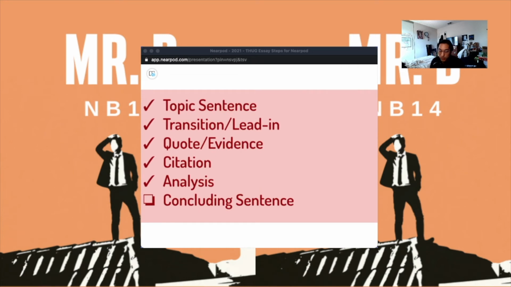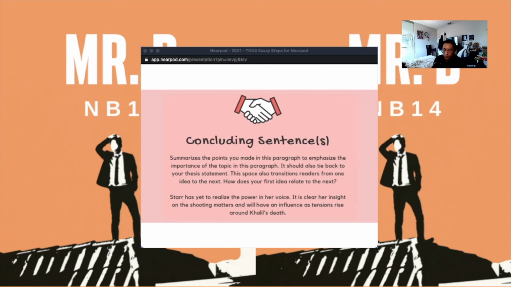Let's look at what a concluding sentence is. A concluding sentence summarizes the points you made in this paragraph to emphasize the importance of this paragraph's topic. It should also tie back to your thesis statement. This could also be a space to transition your readers from one idea to the next.